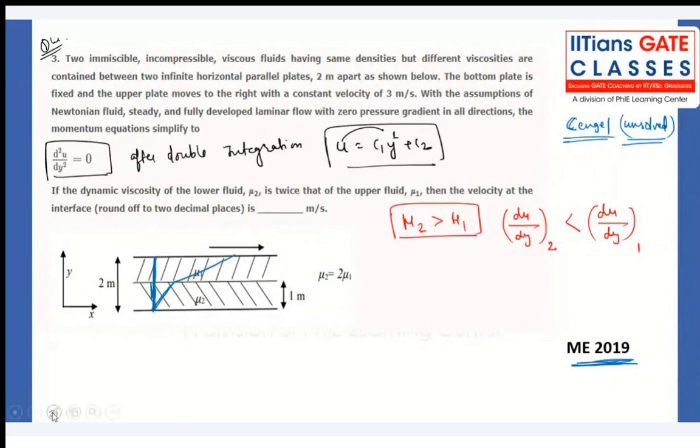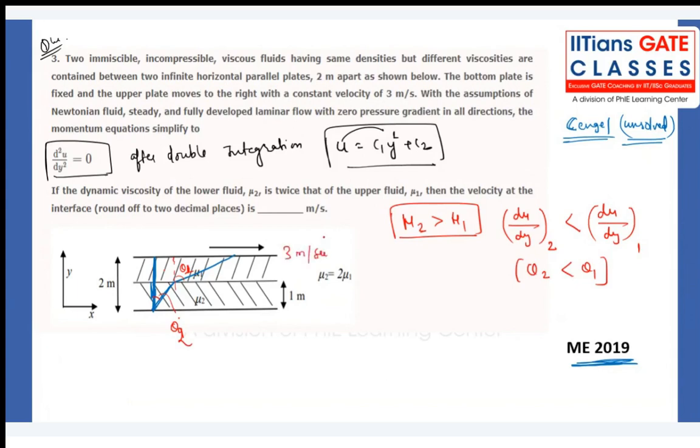Now make a note of it. This will be theta 1. This is theta 2. Theta 2 is less than theta 1, when you observe from the vertical. But the question over here is, what we have to find is the interface velocity, right? The top plate velocity has been given as 3 meter per second.